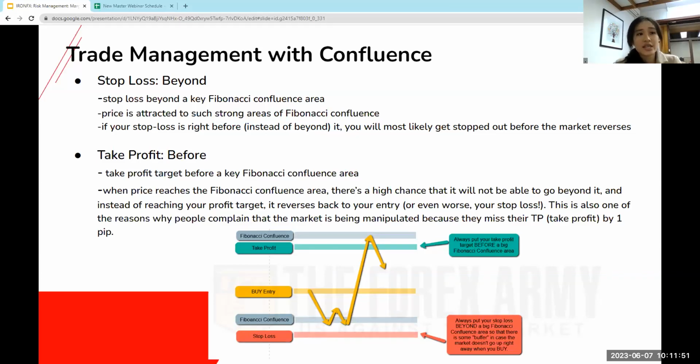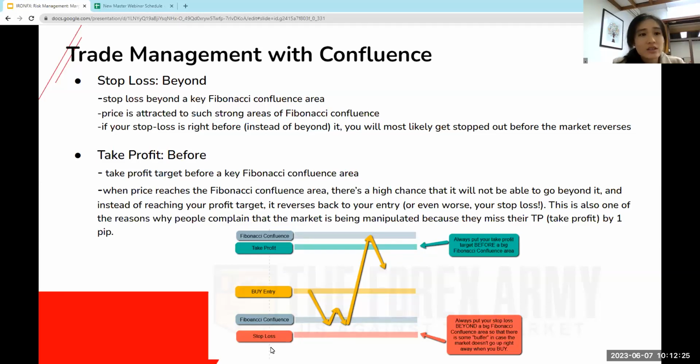Now, if we take a look at take profit, we typically would recommend placing your take profit before a major area, be it a confluence area for Fibonacci or graphical or anything like that. We always place it before. So if you take a look at this little image that I've included here, the take profit will be placed under a Fibonacci confluence if it is a resistance level. So if it's a resistance, we place it below, okay, or before.